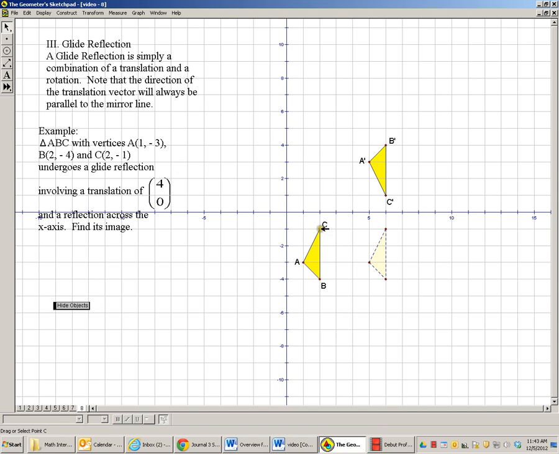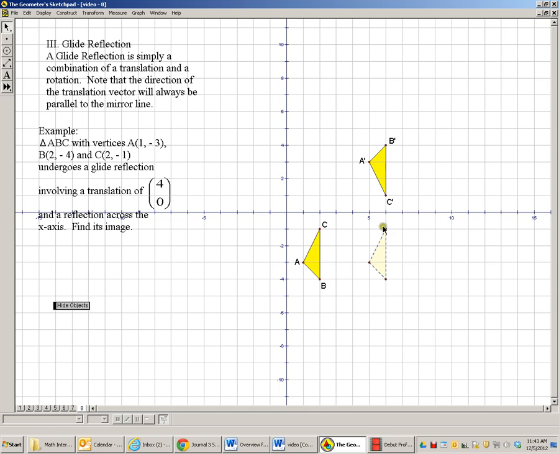So if I take point C and I go 1, 2, 3, 4 in the x direction, I'd end up right here. A, 4 in the x direction, B, 4 in the x direction. It gets me here. This is the preliminary stage. That's the first part of the glide reflection. Then I need to reflect this across the x-axis to get my final image.